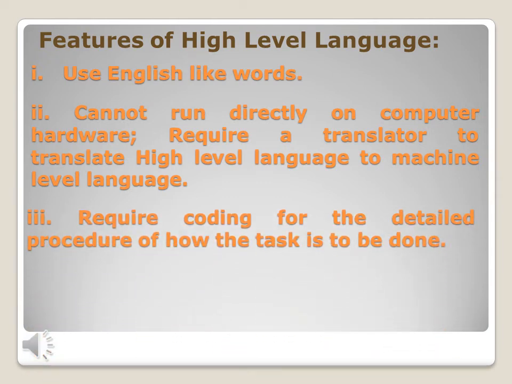The different features of high level languages are: first, it uses English like words. It cannot run directly on the computer hardware. It requires a translator to translate the high level language to machine level language. The next, it requires a coding for the detailed procedures of how the task is to be done.